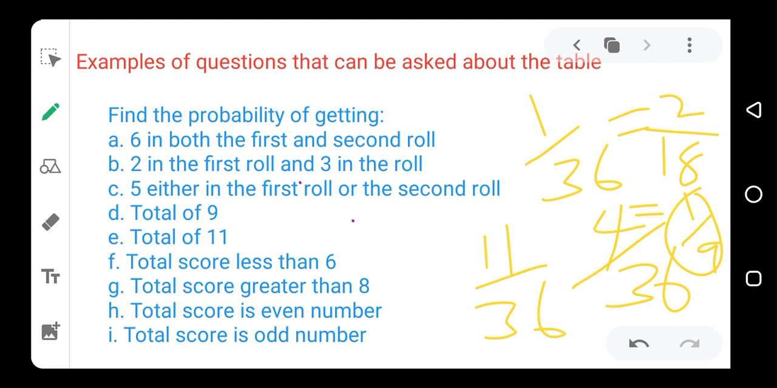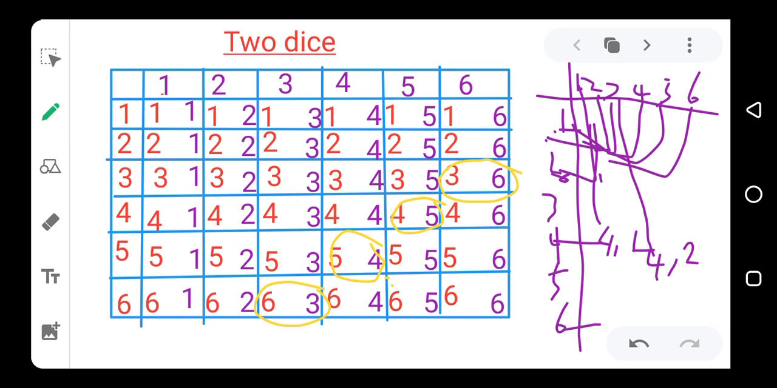Total score that is greater than 8. Total score that is greater than 8, you come to the table. You look for the numbers that are greater than 8. Let's pick the first line, 1. The highest number there is 1, 6. So it is 7, which is not even up to 8. But we are looking for the one that is greater than 8 if we add the two of them.